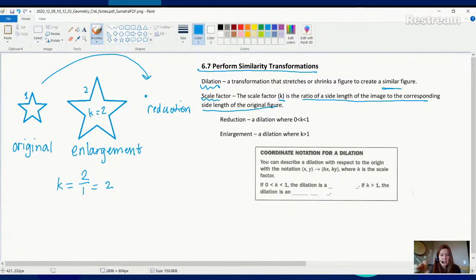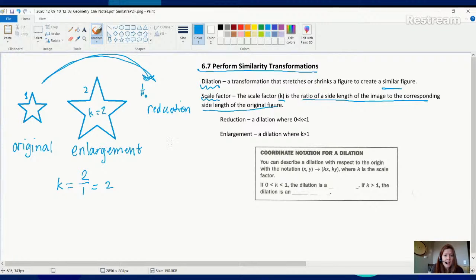Its scale factor is still a ratio, but we tend to make that ratio out of 1 when we're talking about the letter K. So for this enlargement, it has a scale factor of 2. So we say K equals 2, and it's an enlargement. If I'm comparing over here to my tiny little star, if my original was 1, my new one here is like 1/10 or something like that. That's my new side length.